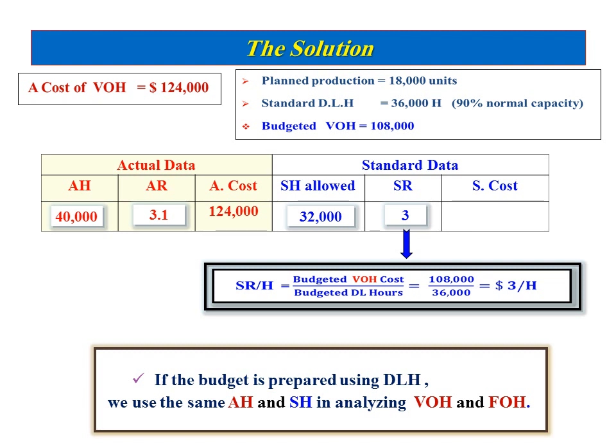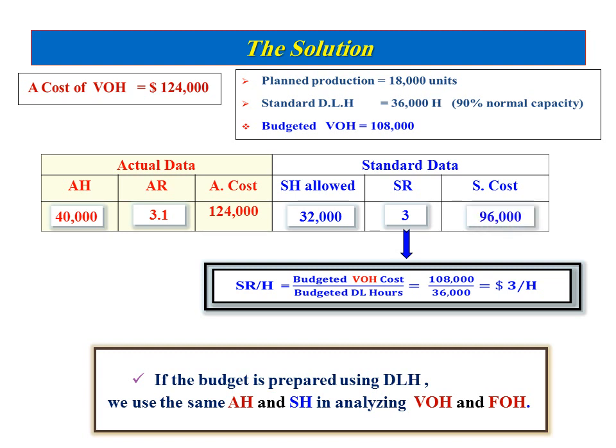Here, very simple. I will not calculate actual hours and standard hours again, but your problem is to calculate standard rate. How to calculate standard rate for the budget? The cost divided by hours. Like direct labor cost divided by direct labor hours. Here, variable overhead divided by direct labor hours, okay? If I have standard hours allowed and standard rate, I can calculate standard cost, okay?